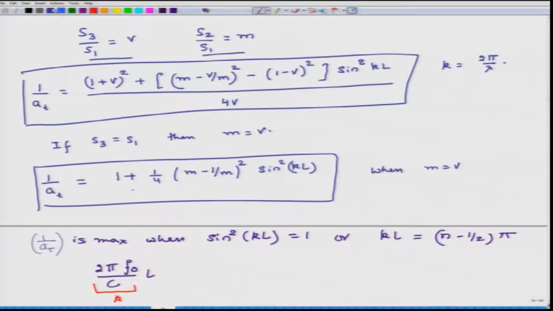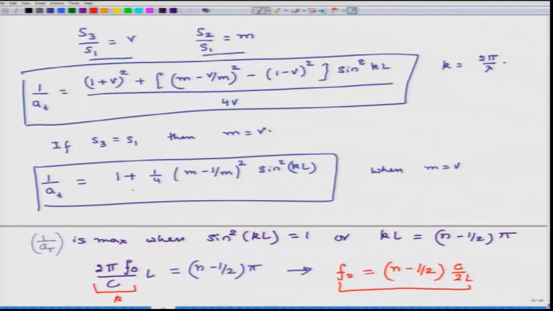Okay. So, this equals n minus half times pi, or we can say that the frequency corresponding to which this sine square kL is going to be 1, or it is going to be maximized, will be equal to n minus half times c over 2L. Okay. So, now this is the relation.